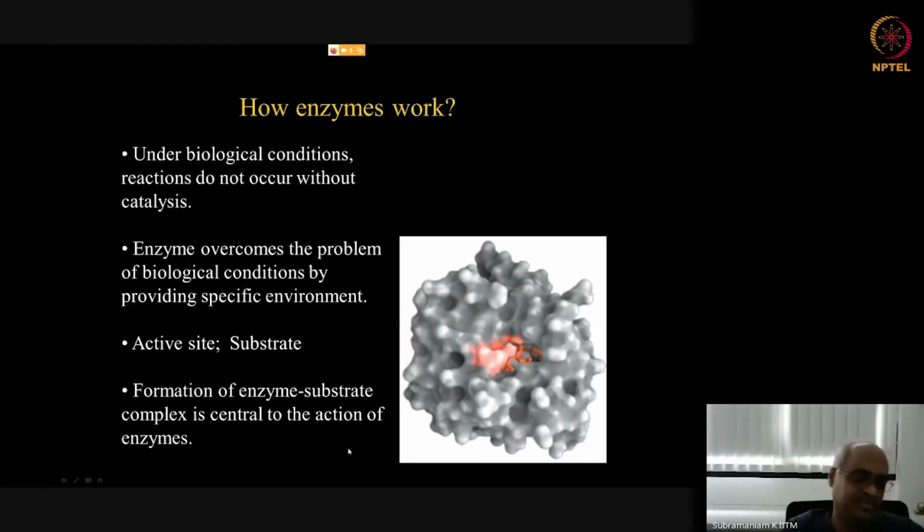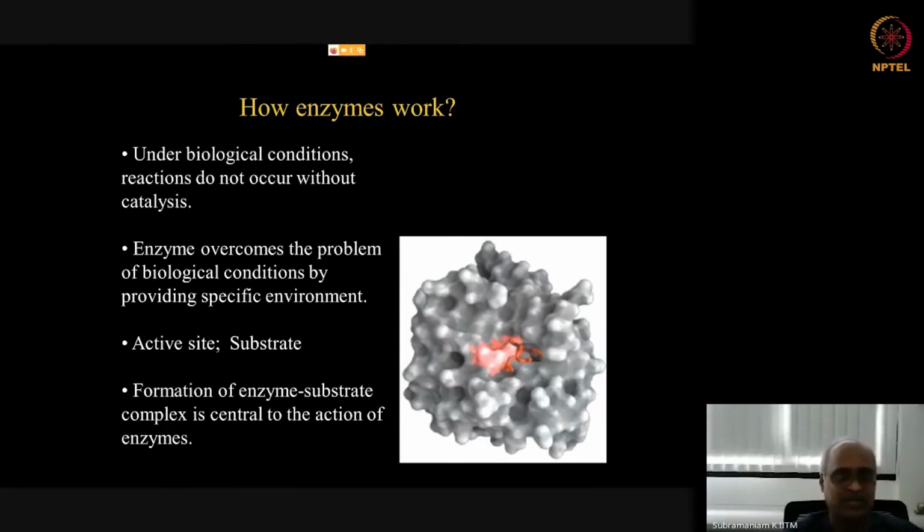All right, so these are all like setting the stage, tidying up the workspace to work. Now, what is actually the work? We are going to look at how enzymes function. They are like magic. They really make impossible things possible. So how do they do that? Under biological conditions, reactions do not occur without catalysis, as I told you at the beginning. Enzymes overcome this problem by providing a specific environment. That is the main thing we are going to learn about enzymes.